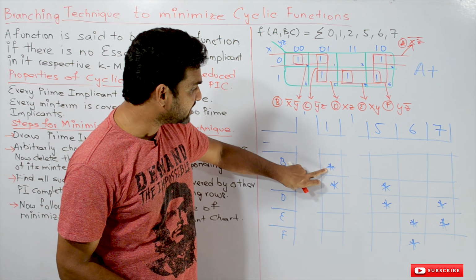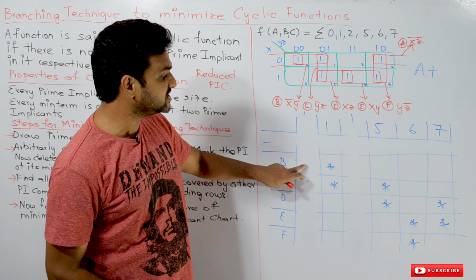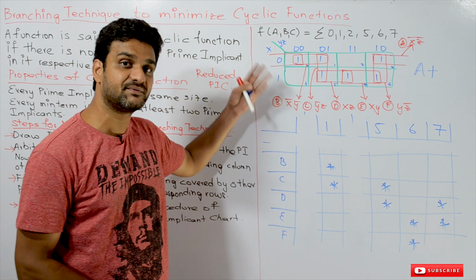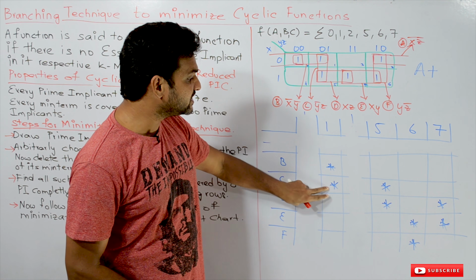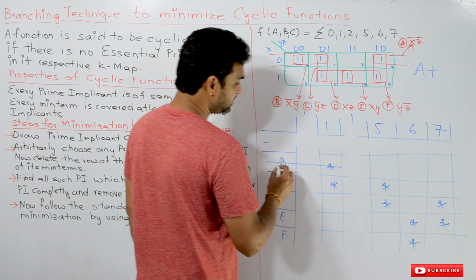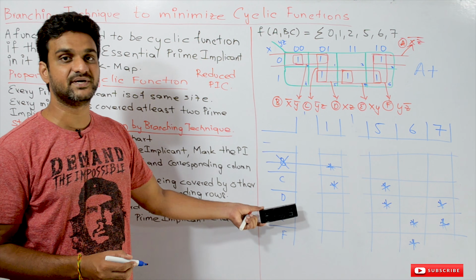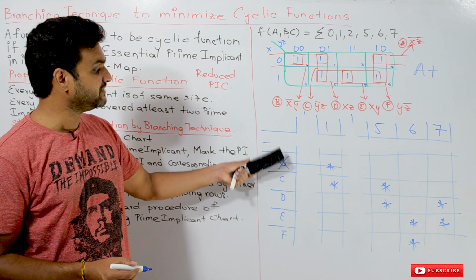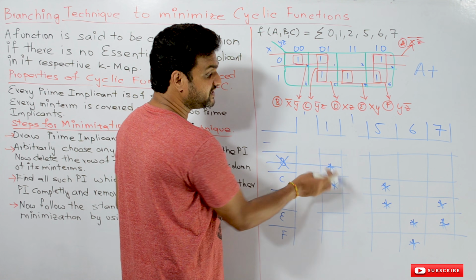For example, if you take B, B is covering 1. Previously it is covering 0, which has already been covered by A, so that has been deleted. Now B is completely covered by C, so B has to be removed. It should not be considered because B is already covered by C. So the choice has to be made from C, which is covering B also.